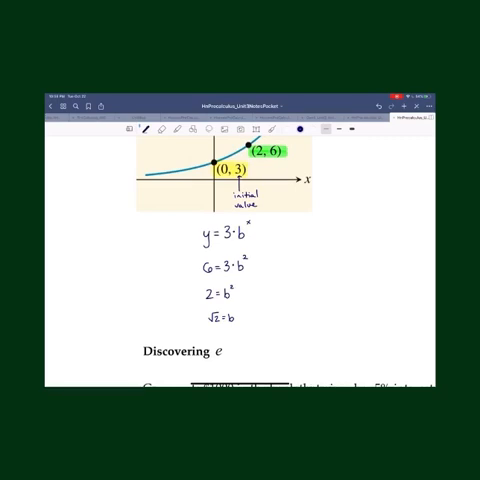So I can rewrite root 2 as 2 to the 1/2, which is handy to do for writing this exponential function, and I'll show you why. If I replace b with 2 to the 1/2, to the x, then I can multiply 1/2 by x, which gives me x over 2. So I get 3 times 2 to the x over 2 as my exponential function.